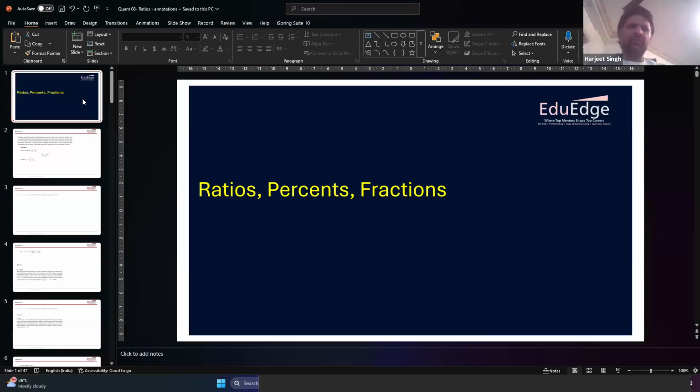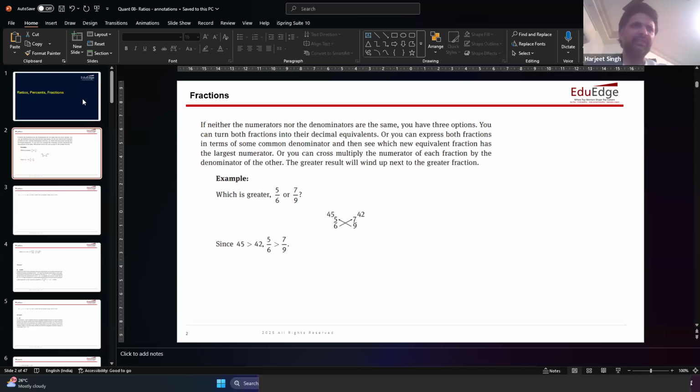So today we are going to do ratios, percents, fractions, and if time permits, we are also going to go through time, speed, distance, and work time. Let's see how much we can cover today. Some of these things are pretty basic, but nevertheless, these could be tested on the GRE. Some advanced concepts related to these, but let's start with some basics.